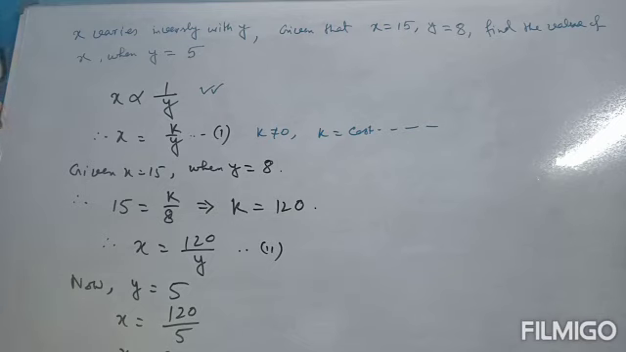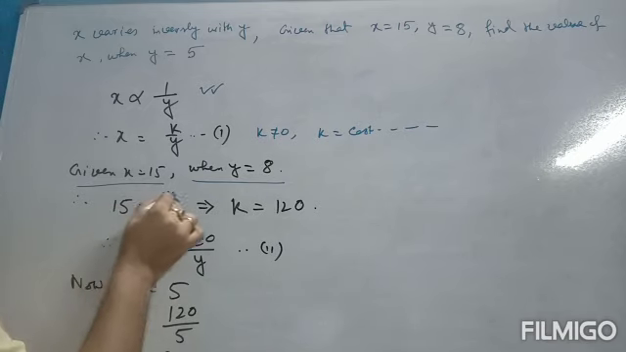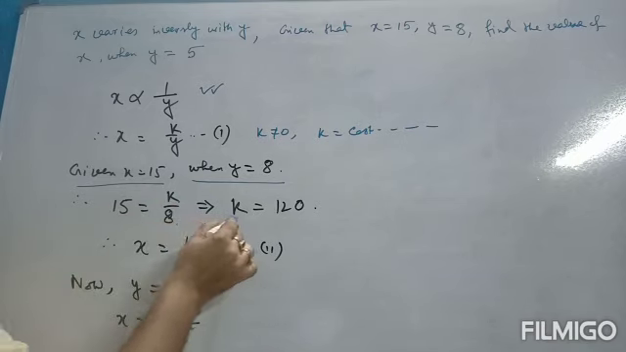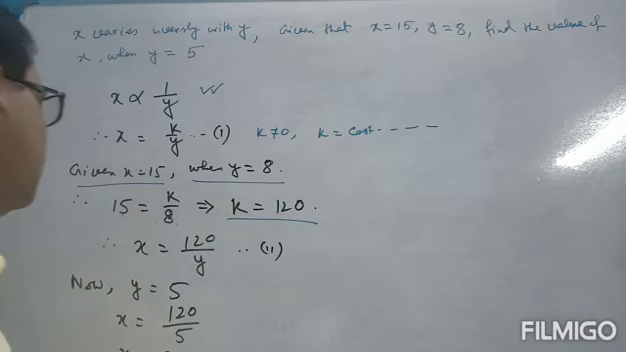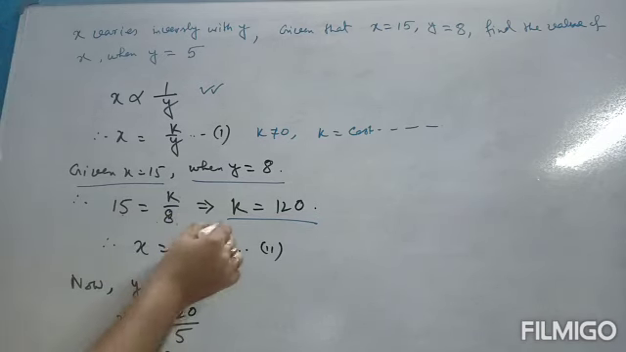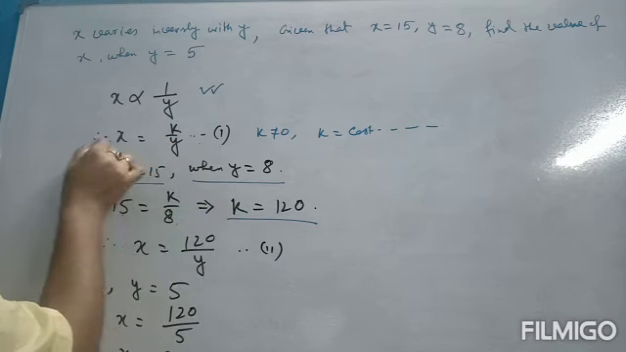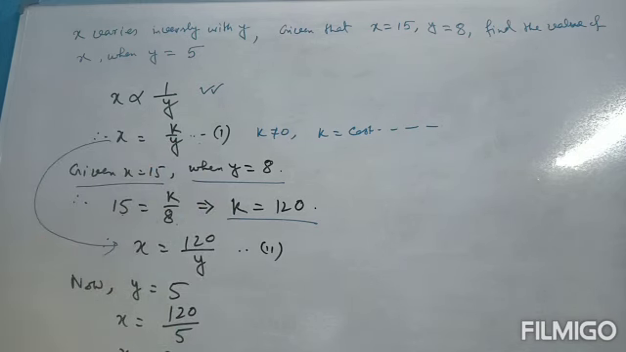Like the previous one, write down, given x is equal to 15 when y is equal to 8. Put the value of x is equal to 15 and y is equal to 8, then we can write k is equal to 15 into 8, that is 120. So what is the relation? Just put the value of k in equation 1, we get the relation between x and y. X is equal to 120 by y.